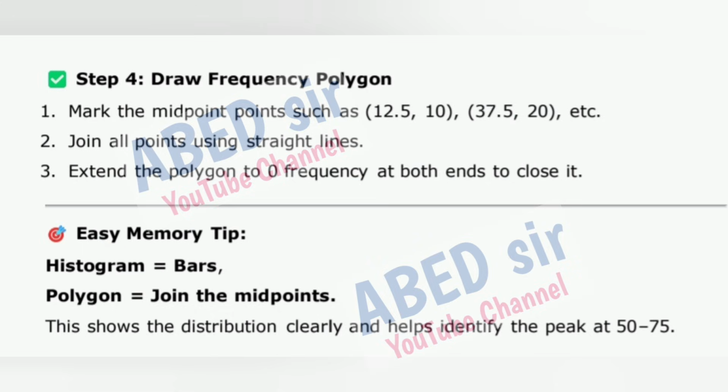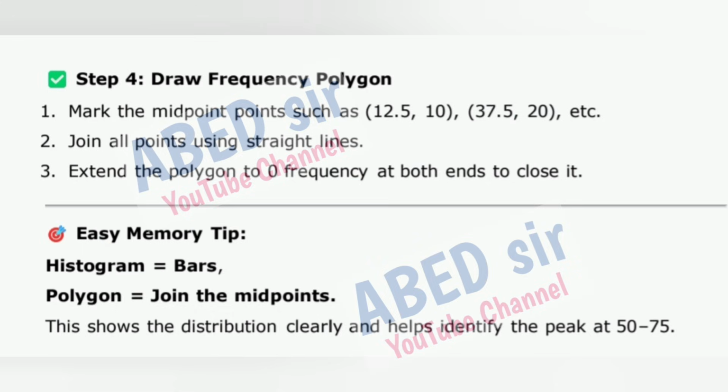Step 4. Draw the frequency polygon. Mark the midpoint points such as 12.5, 10; 37.5, 20; etc. Join all points using straight lines. Extend the polygon to 0 frequency at both ends to close it.